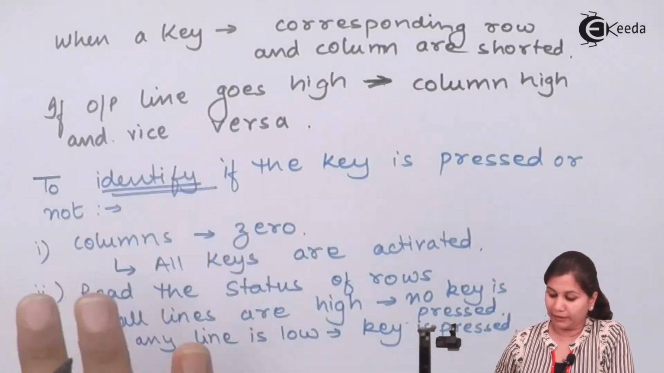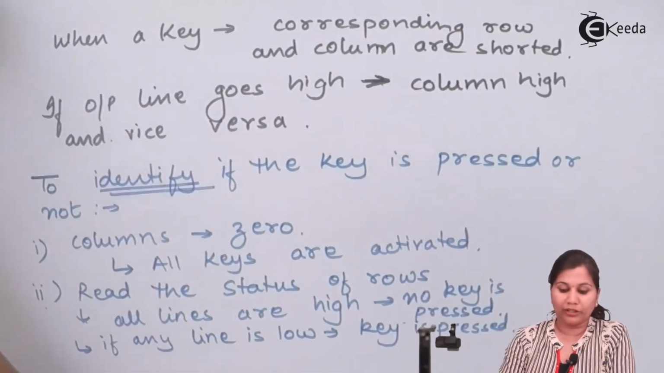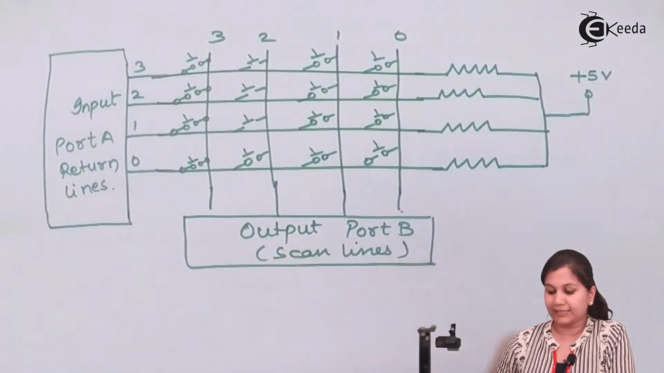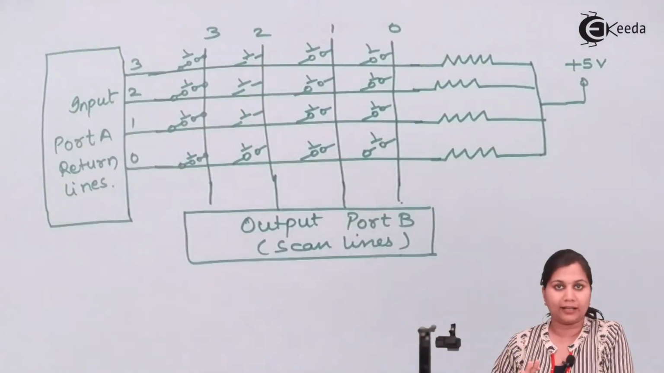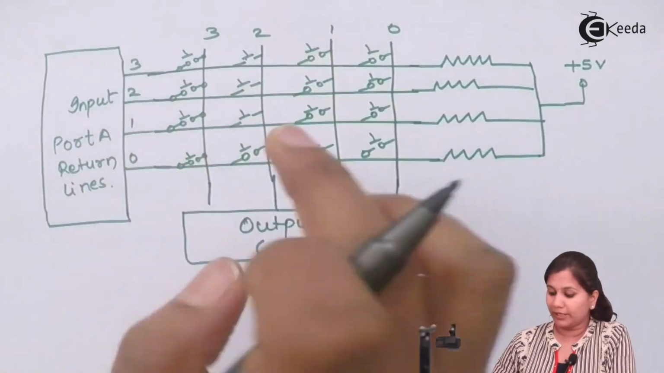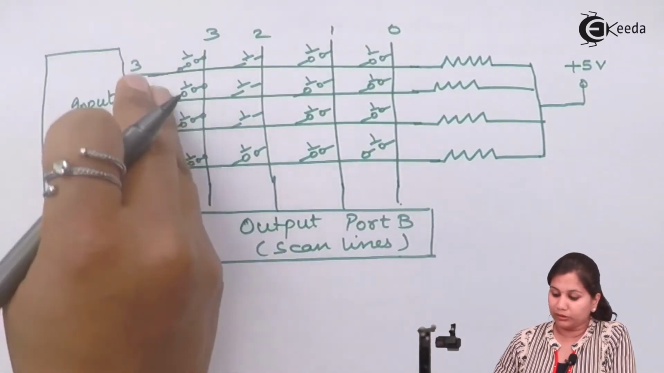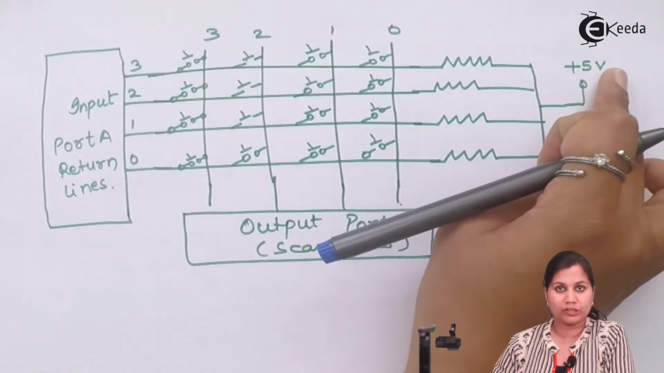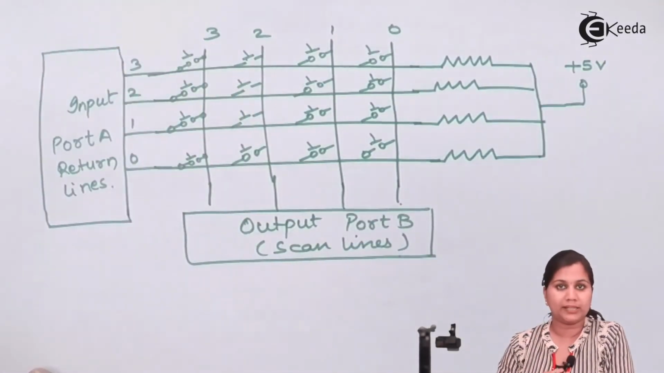So how does the microcontroller identify? It will make all the columns 0. So when all the columns are 0 at the output lines, the scan lines, it will be getting the output 0. It means that all lines are activated, all lines are shorted. Now it is going to check the return lines, the input lines. All the input lines are high because they are connected with the +5 volts power supply. So when all the lines are high, it means that no key is pressed.